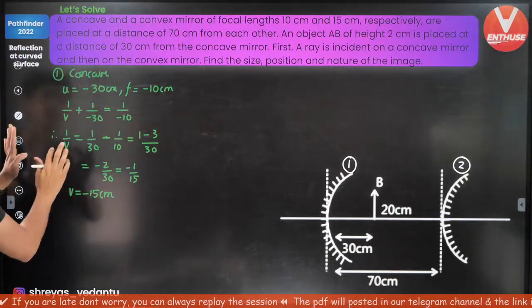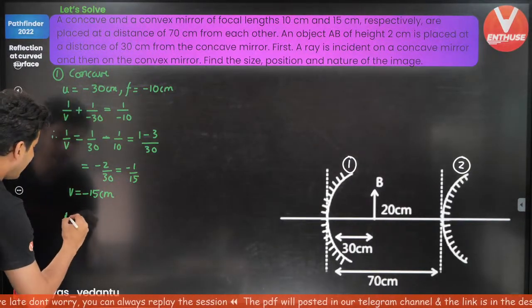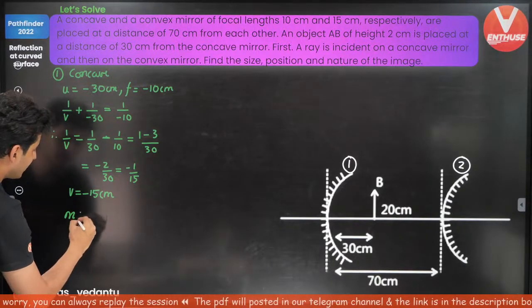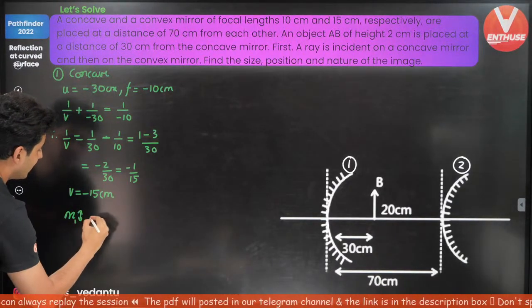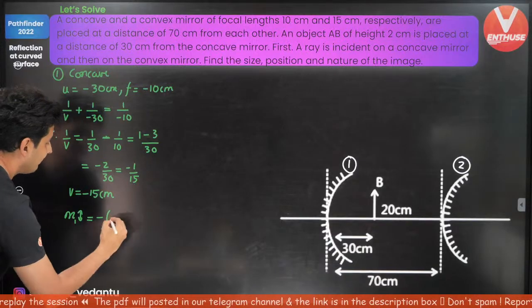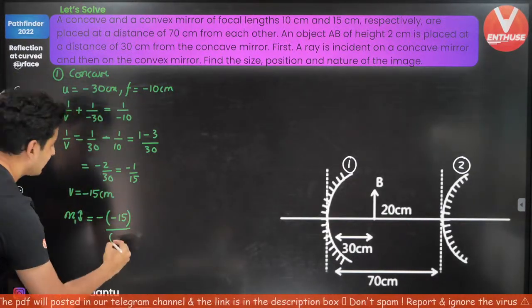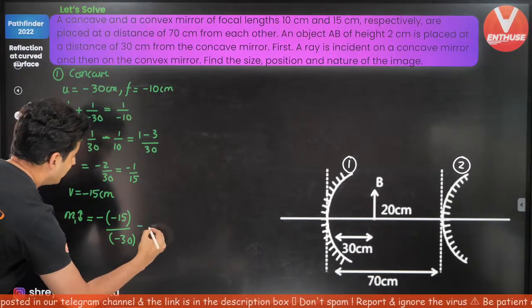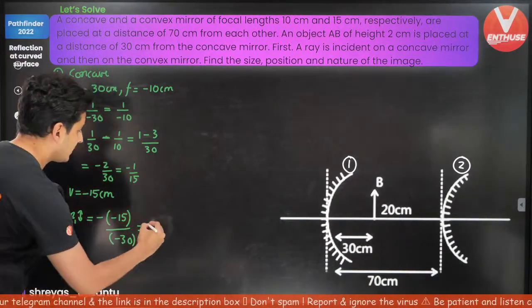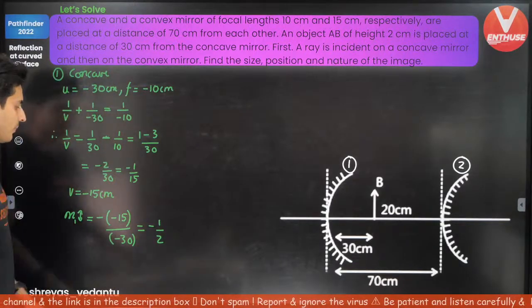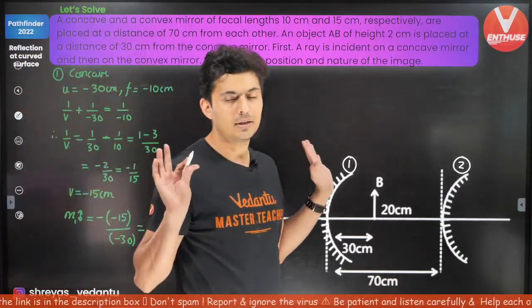Next, let's also find the magnification and keep it. The magnification in the first case will be minus V divided by U. U is minus 30, so I'm going to get this as minus 1 by 2. Fair enough. Just keep it aside. Don't do anything now.